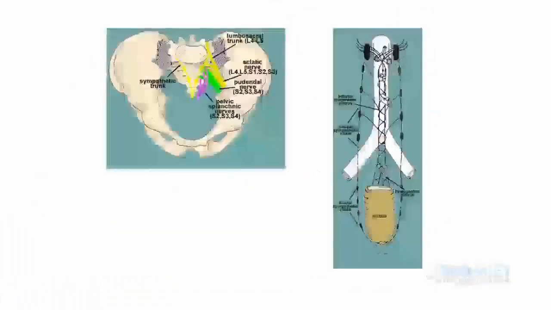L4, L5, S1, S2, S3 form the sciatic nerve, and of course you've got other combinations which contribute to the formation of the superior and the inferior gluteal nerve. S4 is not a part of the lumbosacral plexus, but it joins S2-3, and they form the pudendal nerve, which supplies structures in the perineum.